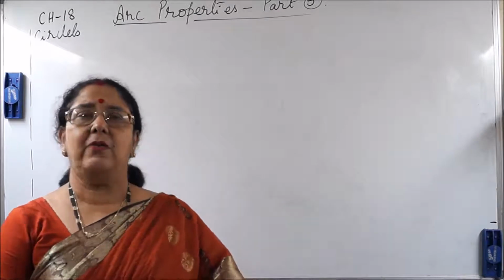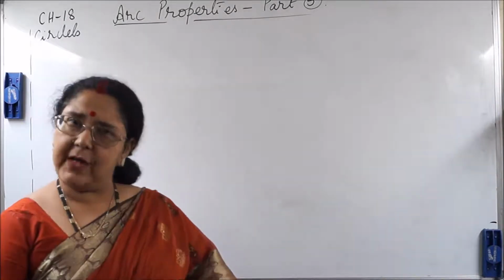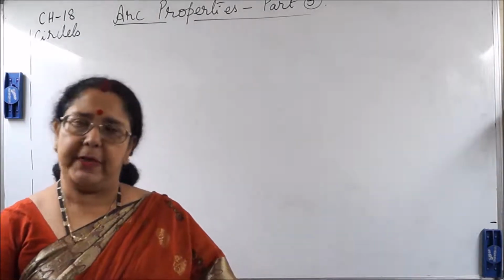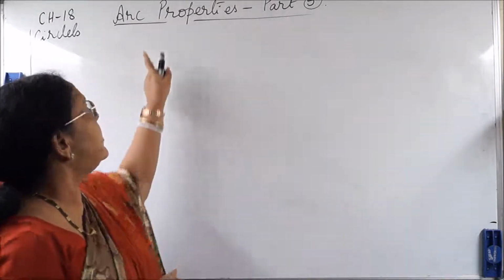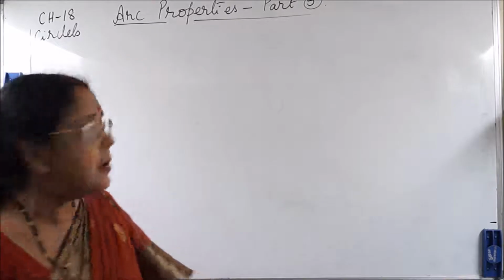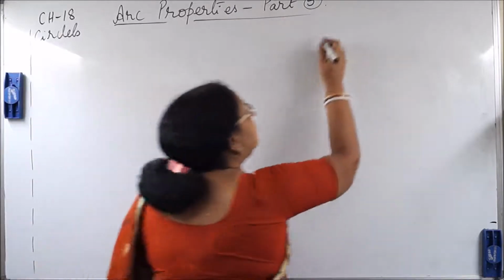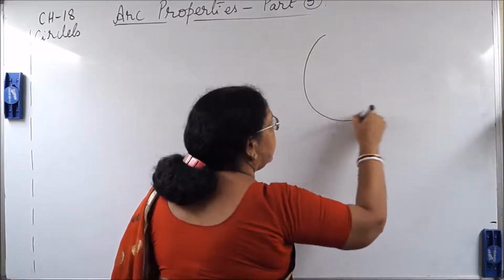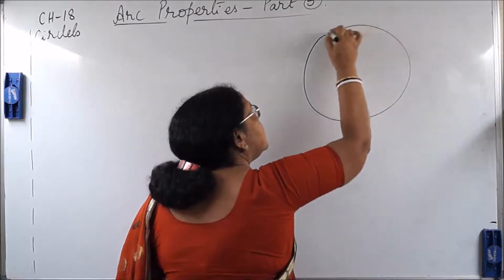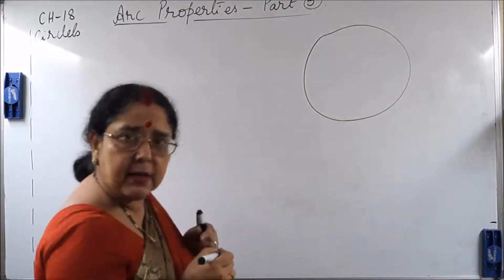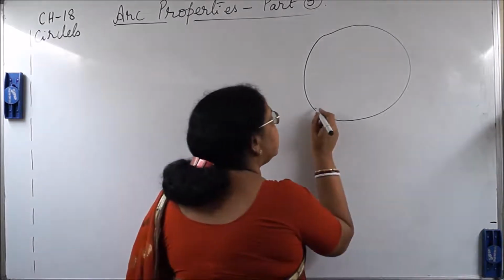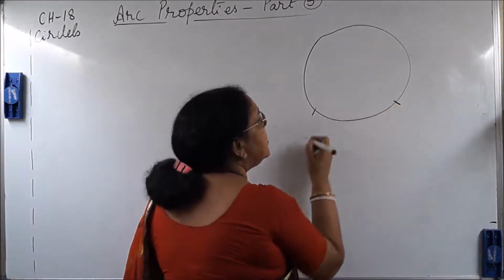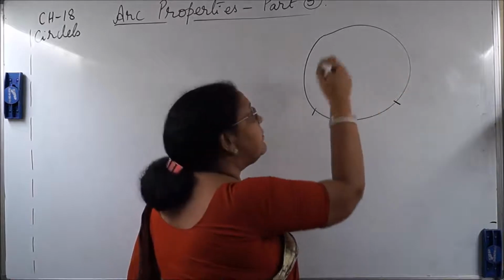Till now, in 4 parts, we have learned the chord properties. Now from part 5 we will learn arc properties. So let me revise once again what is an arc. I have already discussed this in part 1 while explaining the different terms. An arc is a part of the circumference of the circle.